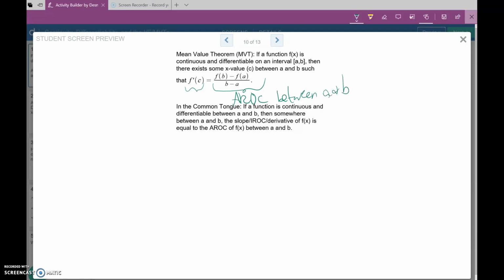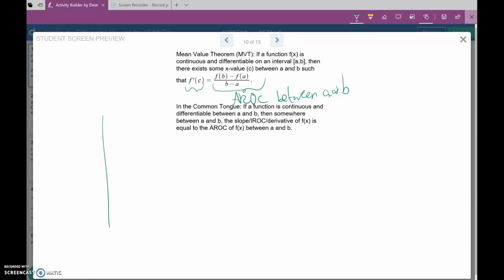And this just means the derivative, so the slope of a function f. So in common language, if a function is continuous and differentiable between two x values a and b, then somewhere between a and b, the slope or instantaneous rate of change or derivative, whatever you want to call it, of f of x is equal to the AROC between those two points.